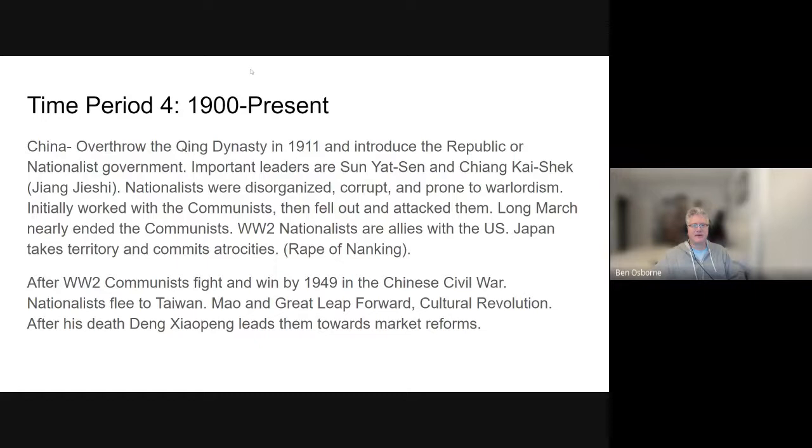Let's talk about time period 4 then. Looking at China again in our first slide. In China, there will be an overthrow of the Qing Dynasty in 1911, as we already talked about, and that will lead to the introduction of the Republic, or what is known as the nationalist government. Important leaders here are Sun Yat-sen.